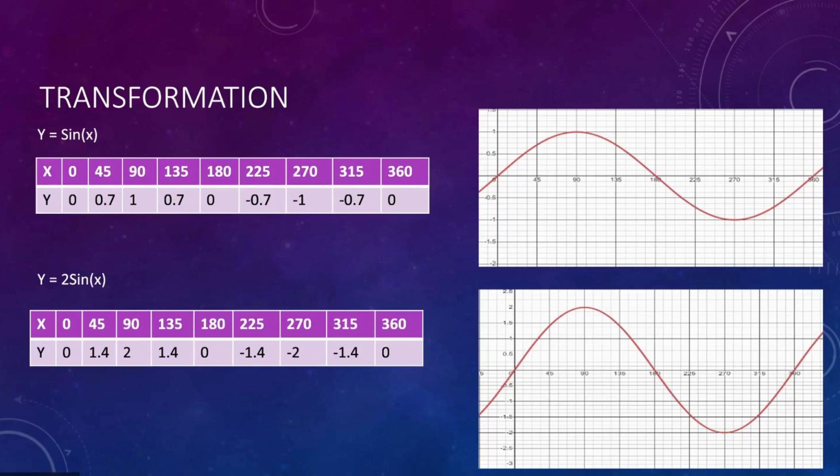As you can see, I've taken two graphs. One is y is equal to sine of x and the other is y is equal to 2 sine of x. So let's discuss the difference first. The difference is only that I've multiplied the sine of x by 2 in the second graph.